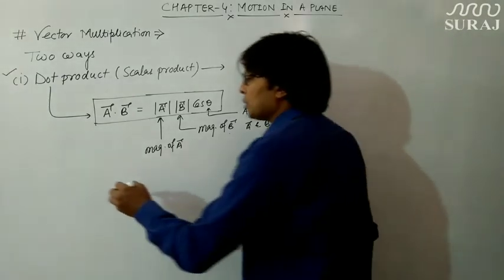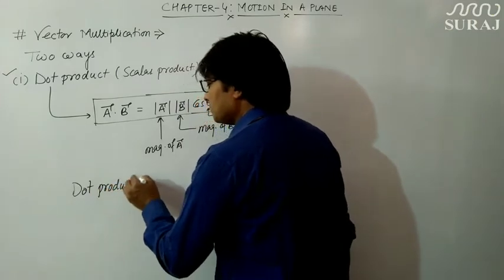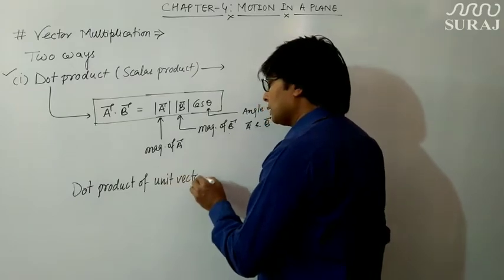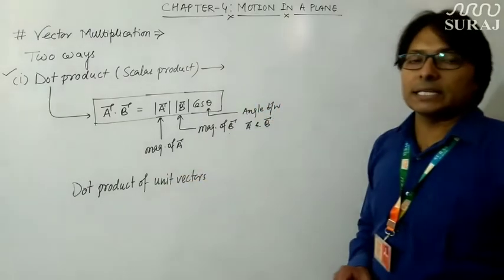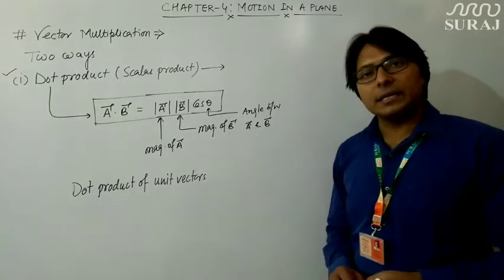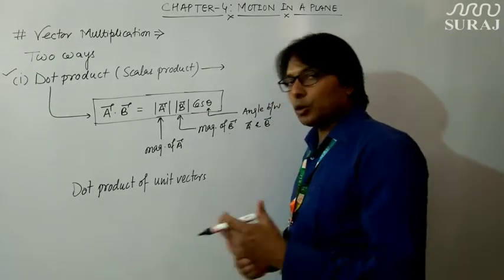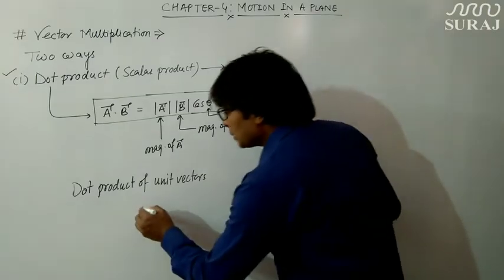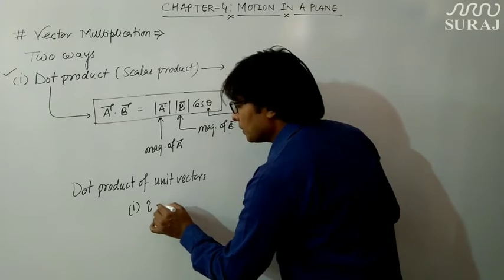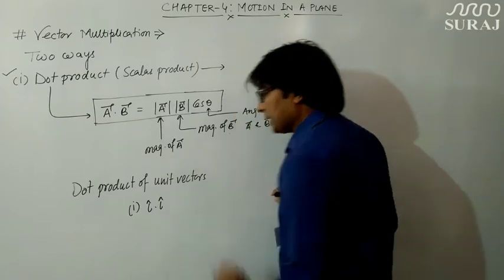So let us discuss the dot product of unit vectors. You all know that the unit vector in the x direction is i cap, in the y direction is j cap, and in the z direction is k cap. We are going to discuss their dot products. First I take i cap dot i cap.